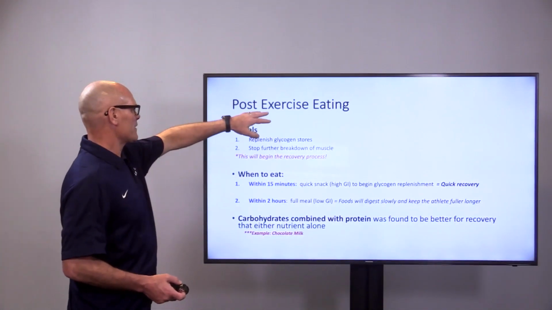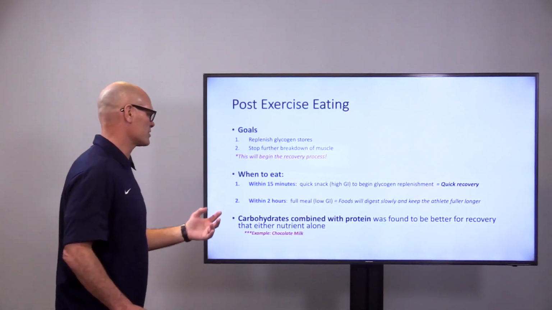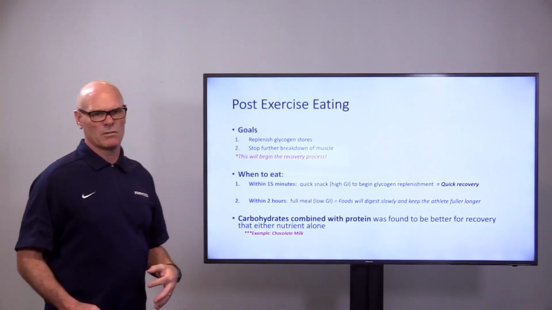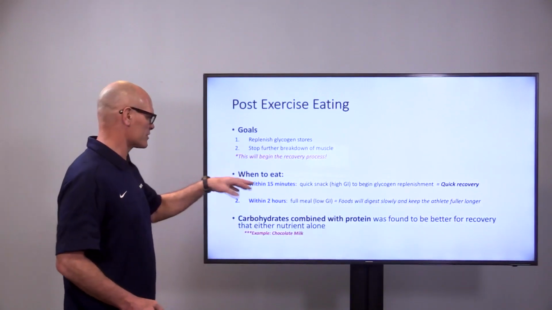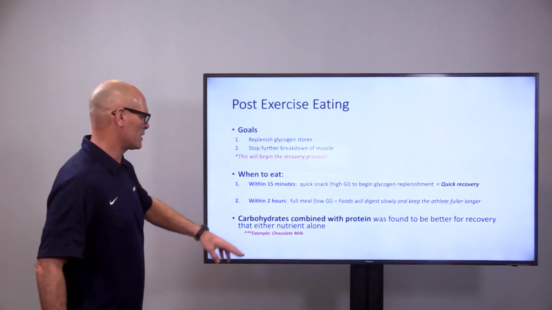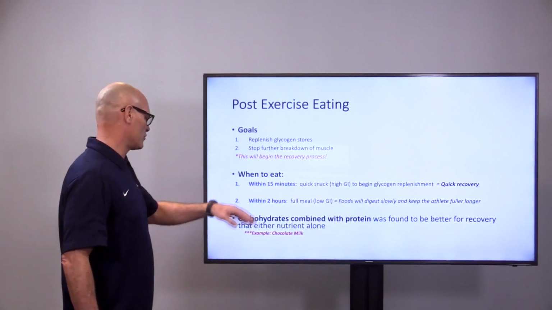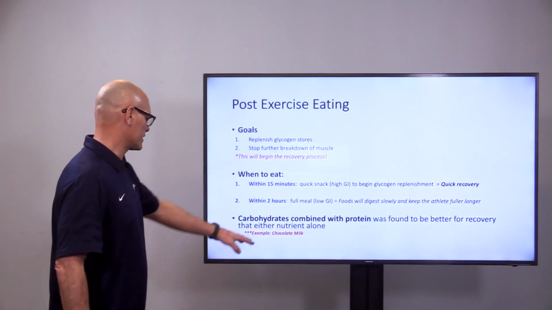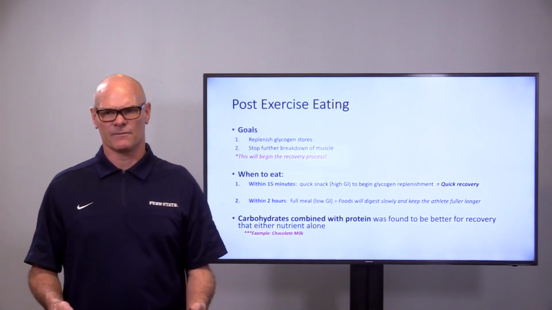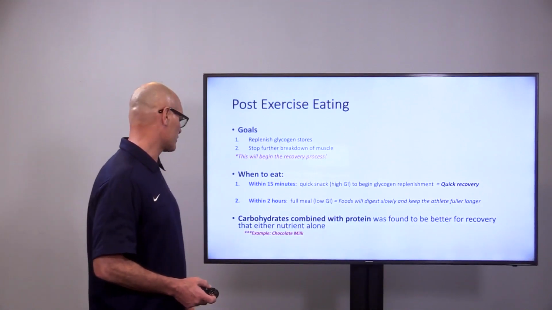Big thing to look at then is post-exercise eating. The goals here are to replenish the glycogen stores and stop further breakdown of the muscle so that you can start the recovery process. So key points here is what you do in the first 15 minutes with a quick snack, high in glycogen, and then what you do in those first 2 hours. Good example is chocolate milk right away after a strength and conditioning session, just a great protein source for recovery nutrient.